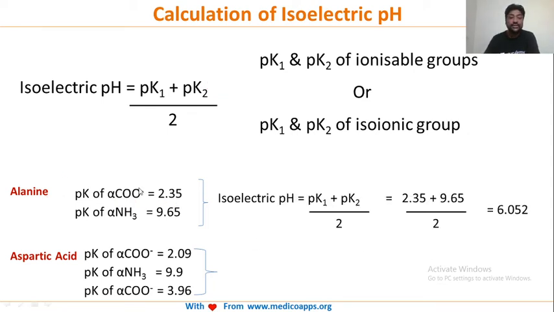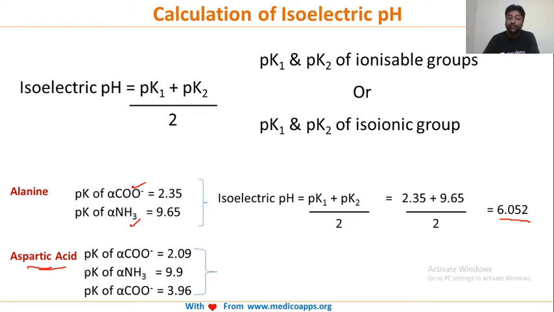Because this alanine has only one acid and one base group, we will simply add both and divide by 2. So this will be the isoelectric pH for alanine. Why? Because we have seen in the structure of alanine, there is only one acid group and one base group. What happens in molecules like aspartic acid, where we have got 2 acid and 1 base?